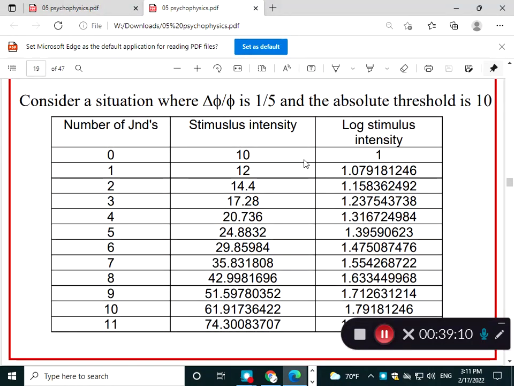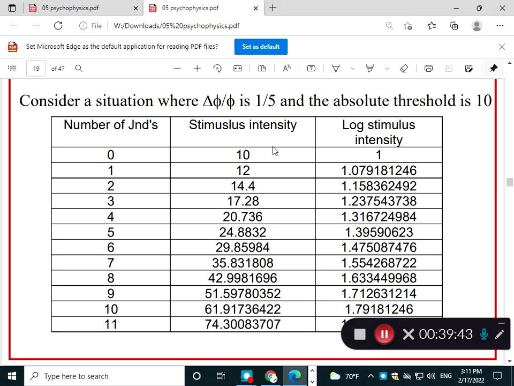And how to solve the just noticeable differences? Rather than the Weber's law format, you just do this. In Weber's law, 10 is the baseline, then 12, 14, every time you find a delta, and then delta phi over phi, right? For JND, you don't need to do that. You don't find the differences. All you need to do is this.